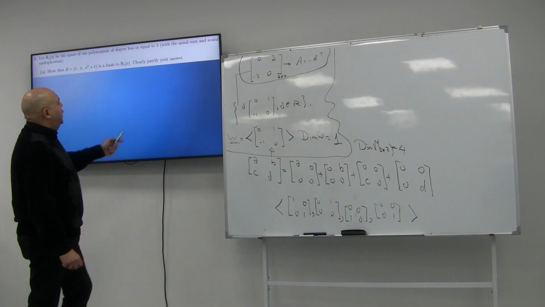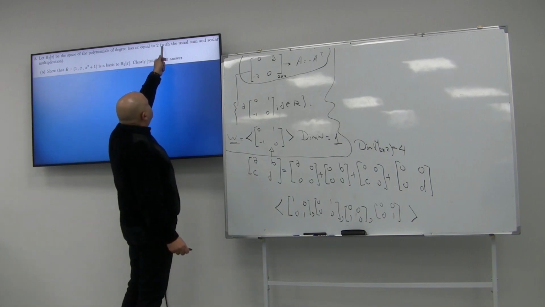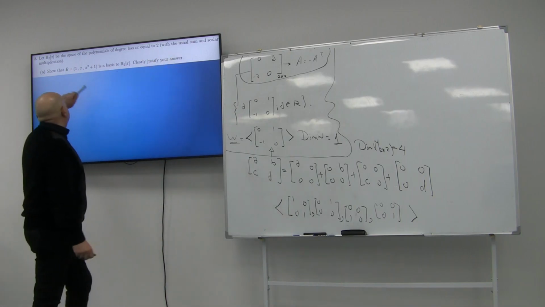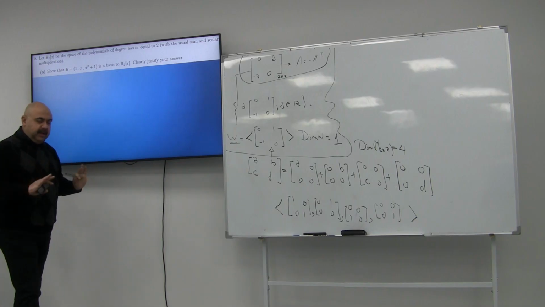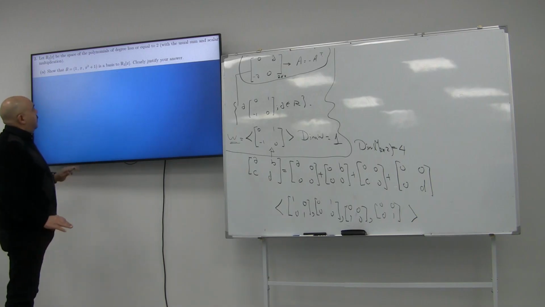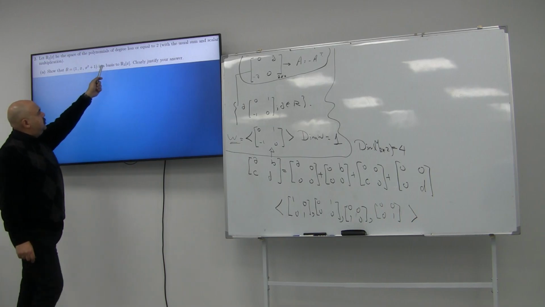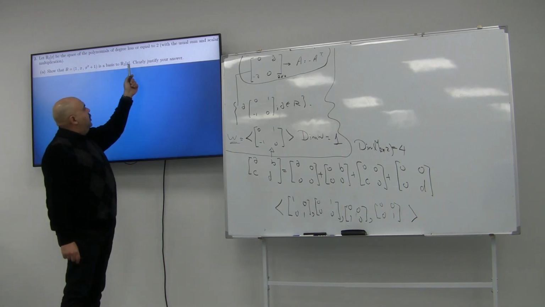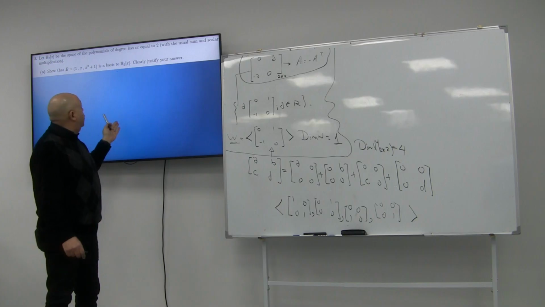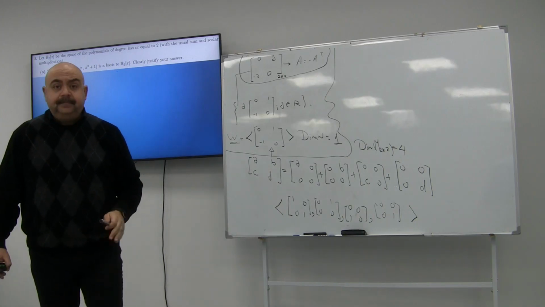And he completes and states that with the usual sum and scalar multiplication. So it's already done. It's a subvector space or a vector space by itself. Show me that B, which is 1, x and x squared plus 1, is a basis for R2. Clarify and clearly justify your answer.